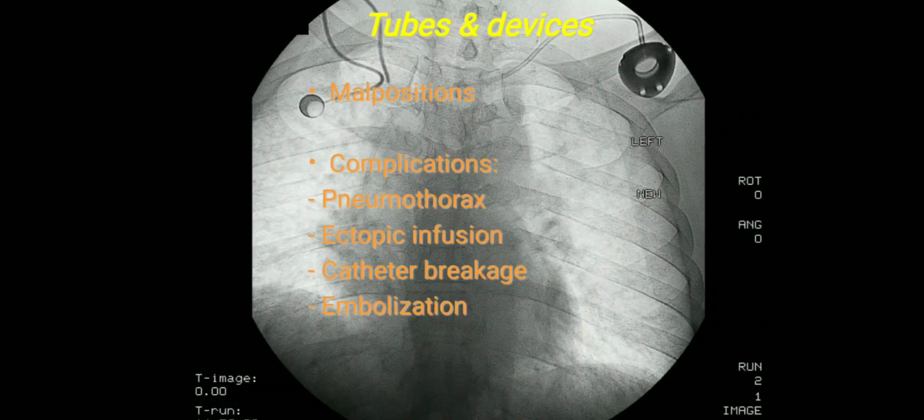Now next, coming to some tubes and devices. A number of tubes and devices can be appreciated on the chest radiograph. Some of the common devices which you can see are the Ryle's tube, the endotracheal tube, the CVP lines, and the ECG leads. All these should be diagnosed and checked whether they are in the appropriate positions or whether they are displaced. So chest X-ray also is helpful in these cases.